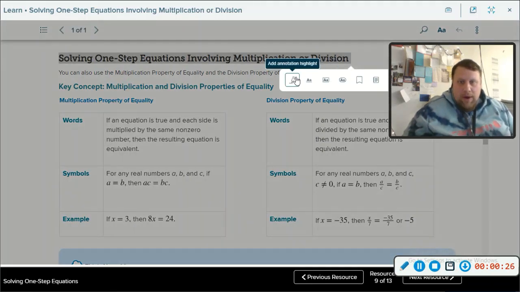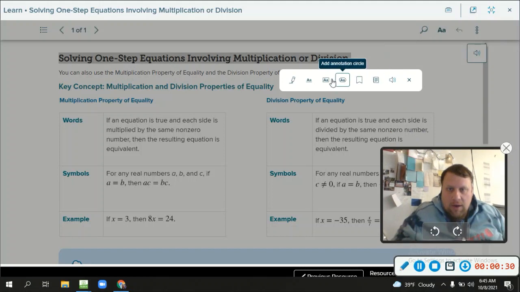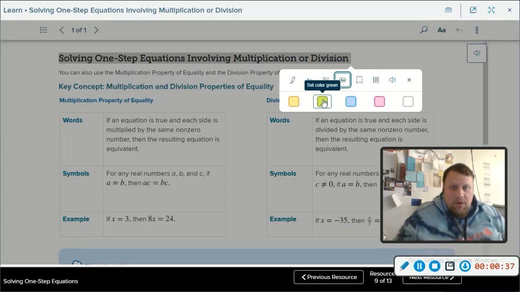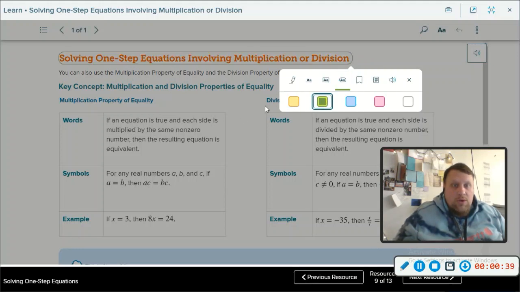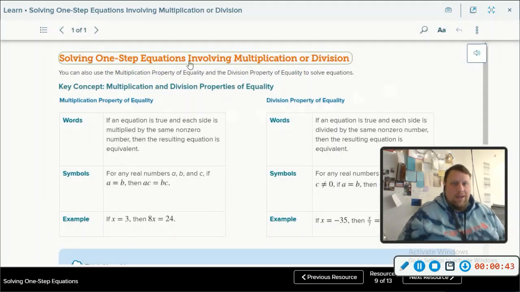Make sure, by the way, right now. Ooh, can I highlight? I don't know. How do I highlight? Add an annotation box, annotation circle. I don't know. Circle. Let's do a circle. Ooh. Let's do a green circle. See what happens. You guys ready for this? Let's check it out. Look at that.